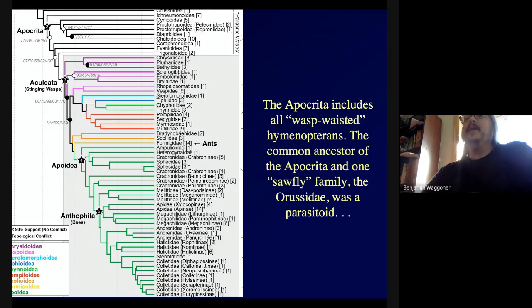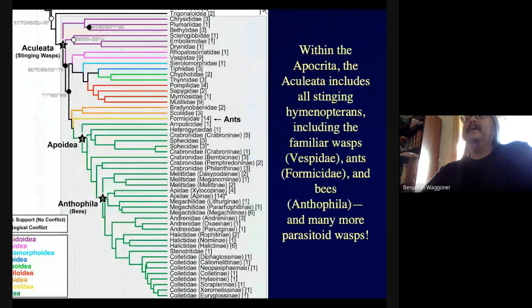And then if we zoom in a little bit more, within that apocrita, a clade called the aculeata includes all of the hymenopterans that can sting. You can see it maybe a quarter of the way down, there's a family called the Vespidae. That's the familiar stinging wasps, your hornets and yellow jackets and all of the things that make summer in Arkansas such an adventure. The ants are labeled, they're the Formicidae. You can see it says ants about midway down. And then a subclade labeled Anthophila includes all of the bees.